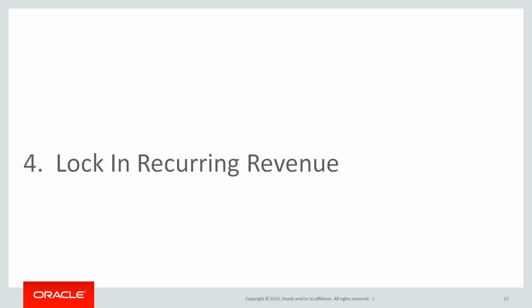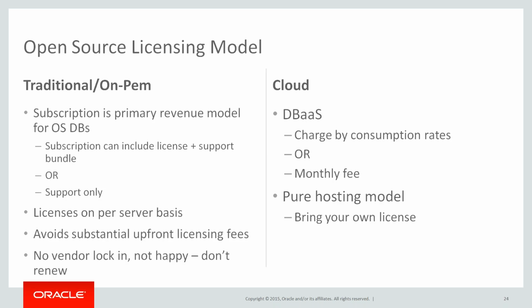All right. So the next step is locking in the recurring revenue. Here we're just going to look at the open source licensing model. On the left, we have the traditional on-premise licensing, and on the right, cloud. First, looking at the traditional on-premise licensing model, subscription is really the primary revenue model for open source, especially when it comes to open source databases. That subscription is usually some sort of bundle that might include license and support. That's how it is with MySQL. Or with some products, if they don't own the IP, it might just be support only. So they might just be offering support for someone else's open source product.